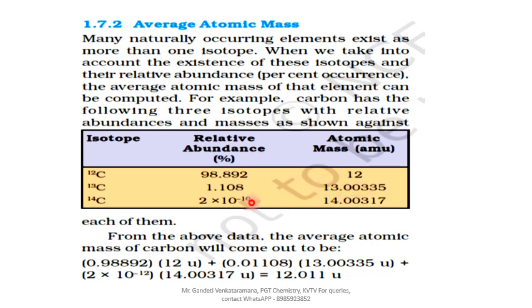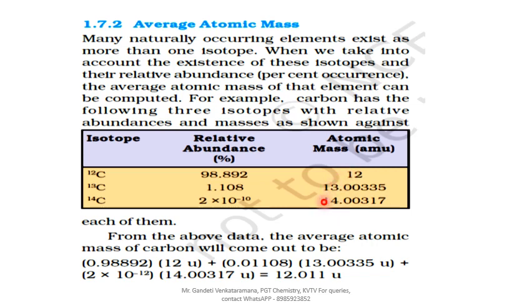C14: 2 into 10 power minus 10, meaning 2 by 100. 2 by 10 power 10, you will get some answer. This is the abundance of C14. What is the atomic mass? 14.00317, meaning 14. So just 12, 13 and 14.